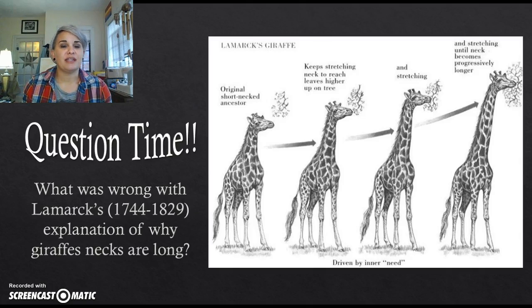All right, question time again. Here we have Lamarck. He came before Darwin. He was trying to explain evolution. So here we start with the original short neck ancestor of the giraffe. And then he keeps stretching his neck to reach higher leaves and stretching until the neck becomes progressively longer. So what's wrong with this explanation of why giraffes' necks are long?